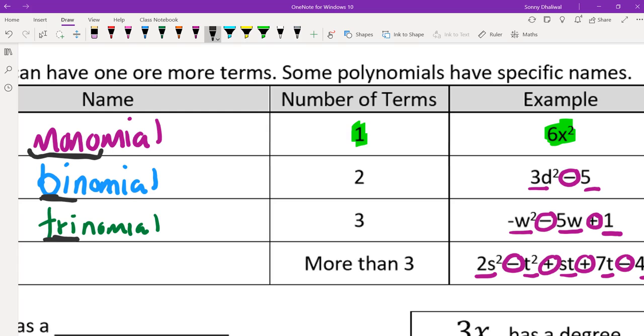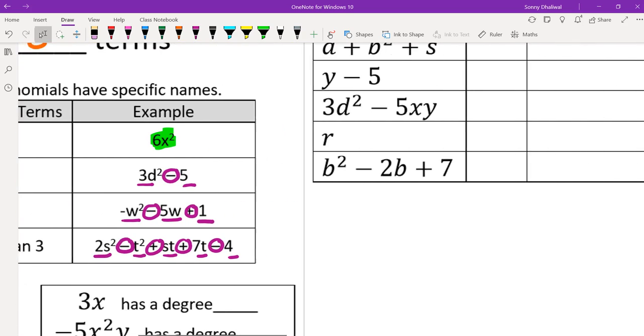Now, anything more than three terms, the general phrase we use is polynomial. And technically, all of these are polynomials. They're just special ones with one term, two terms, three terms. So I'll be asking you, can you name this expression for me? And you take the best name. You say, this one's got one term, monomial. This has got two terms, binomial. Okay, all right. So let's move on to the right side here.